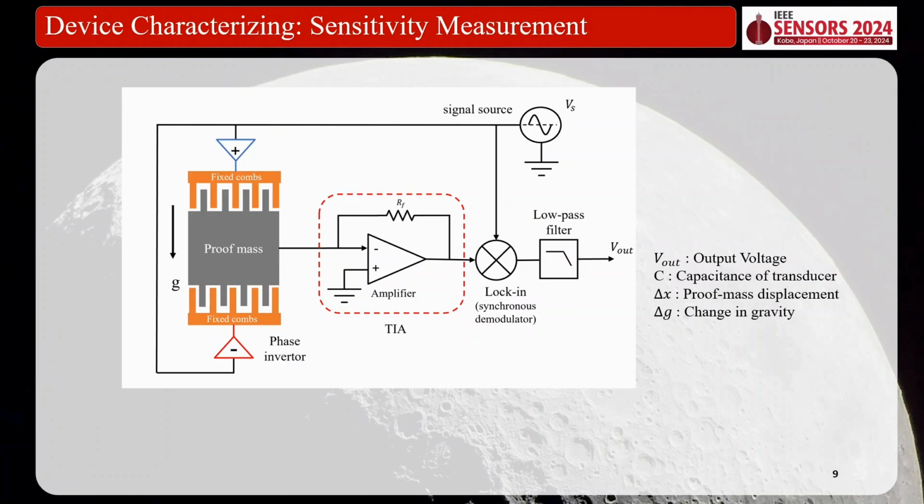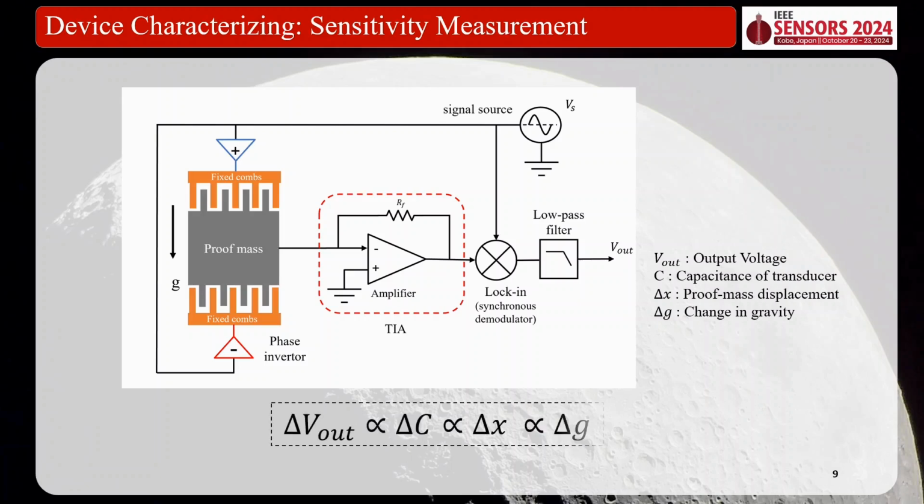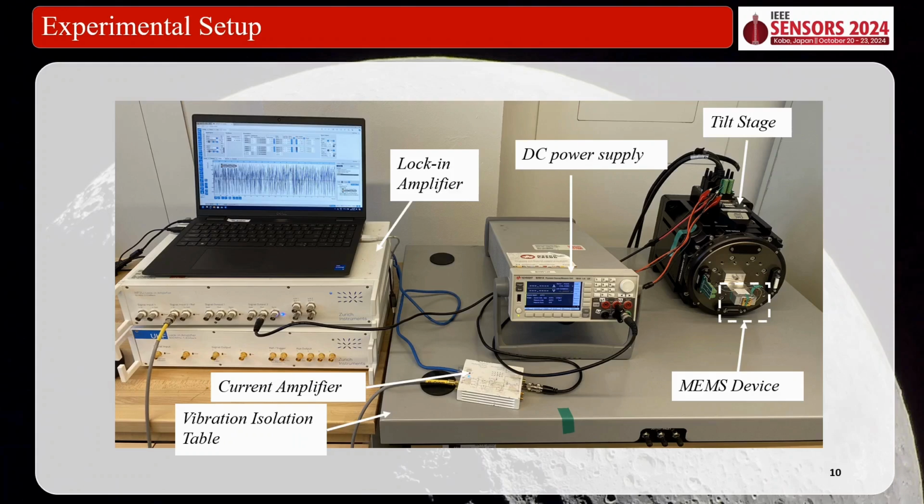So this is our readout circuit for measuring the displacement and testing the device. You can see the combs here at the top and the bottom of the device, and we use a TIA to measure the output voltage and sense the displacement. The output voltage is proportional to the delta C, and it is proportional to the displacement of the proof mass, and finally can sense any variation in G.